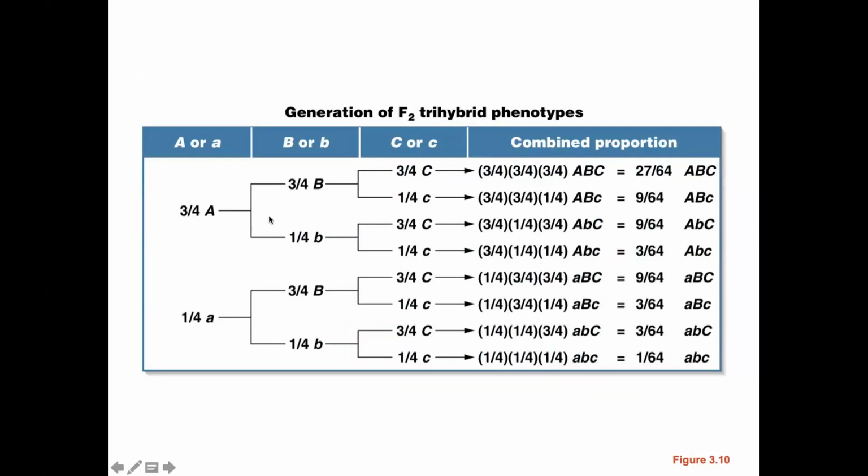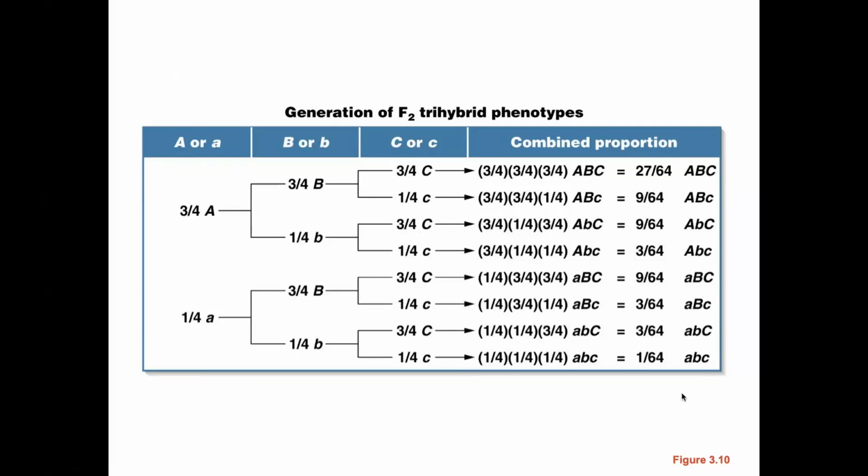What proportion would we expect to be dominant for A, dominant for B, and recessive for C? Well, that would be 3/4 times 3/4 times 1/4, which is 9/64 of the population. So you continue to branch off for all, or multiply through all of the 8 terminal branches of this branch diagram to come up with an overall prediction for a phenotypic segregation ratio among the F2 progeny of a trihybrid cross to be 27 to 9 to 9 to 9 to 3 to 3 to 3 to 1.